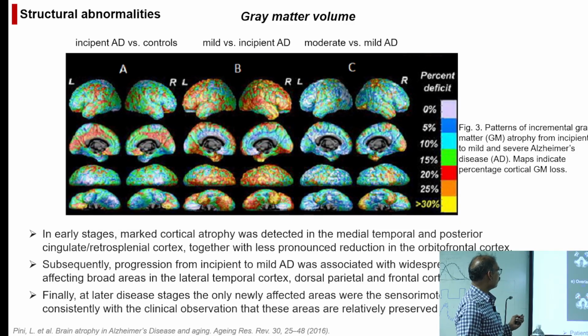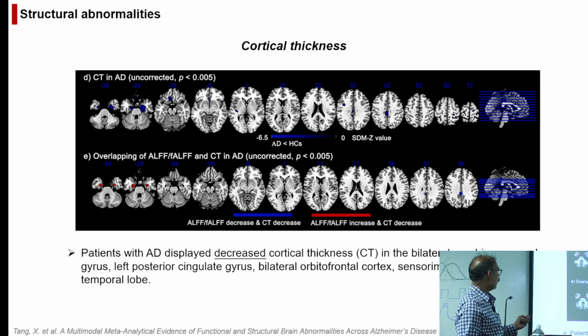Then in terms of cortical thickness, subjects with AD displayed decreased cortical thickness in the bilateral parahippocampal gyri, left posterior cingulate gyrus, bilateral orbitofrontal cortex, sensory-motor area, and temporal lobe. And similar changes were also obtained using ALFF and fALFF.